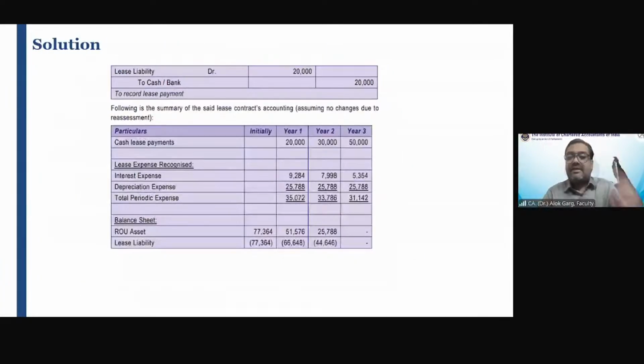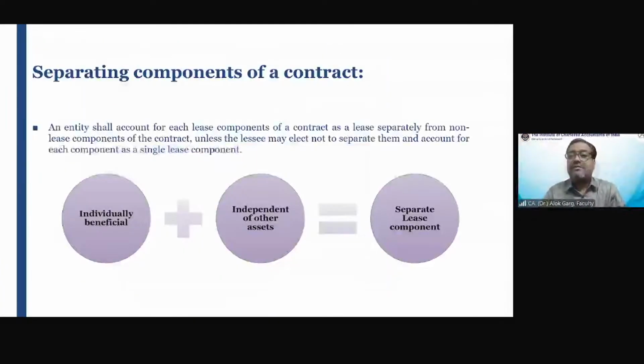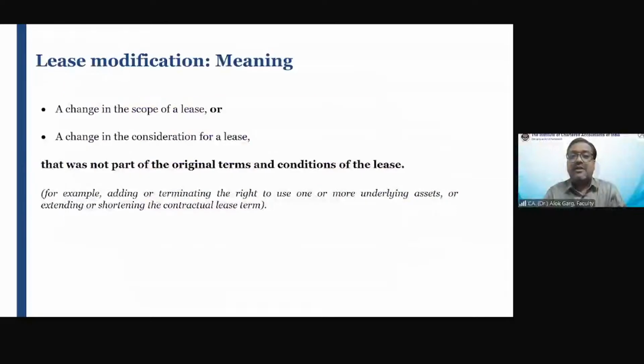We did so many illustrations, and we have also discussed one of the complex concepts, which is known as lease modification. And what is meant by lease modification? Lease modification means a change in the scope of the lease or a change in the consideration. A change in the scope of a lease can happen in two manners. Number one, you are increasing or decreasing the scope of the underlying asset.